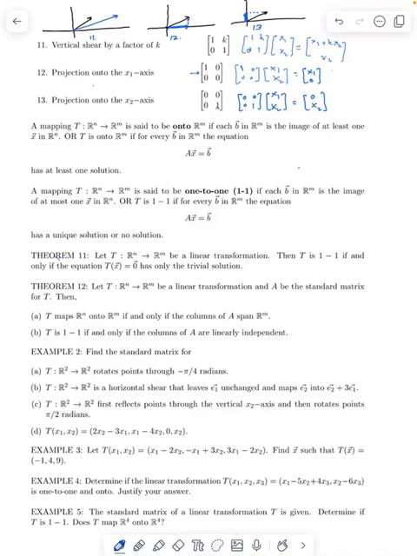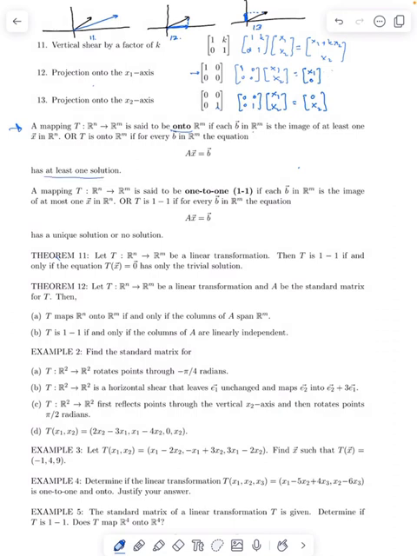Continuing with section 1.9. A mapping T from Rn to Rm is said to be onto Rm if each b in Rm is the image of at least one x in Rn. Or, in other words, we can say T is onto Rm if for every b in Rm the equation Ax = b has at least one solution.